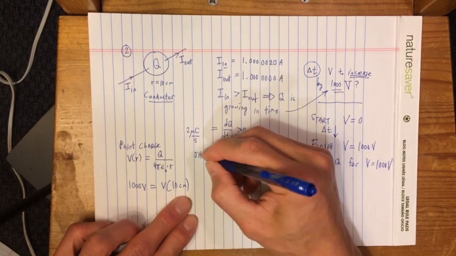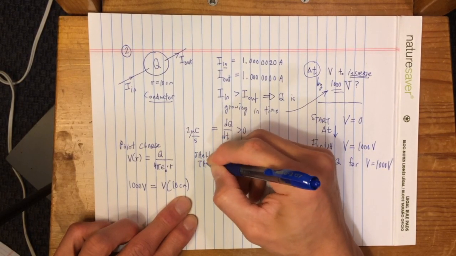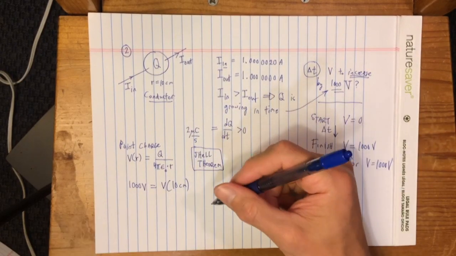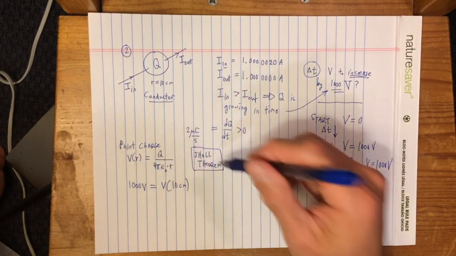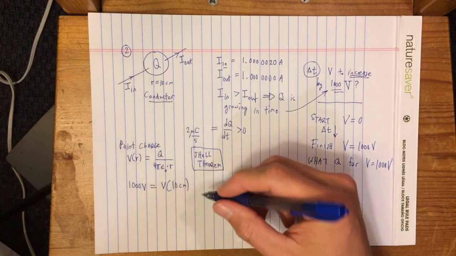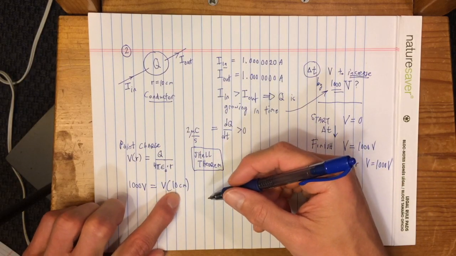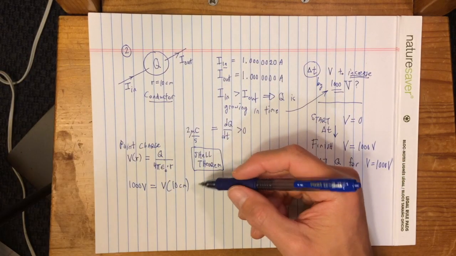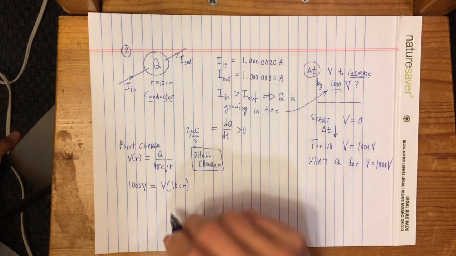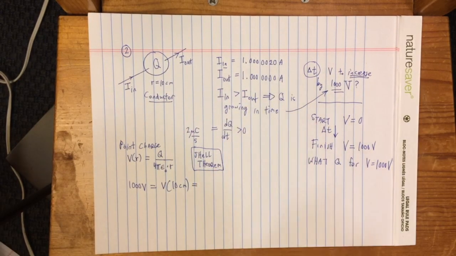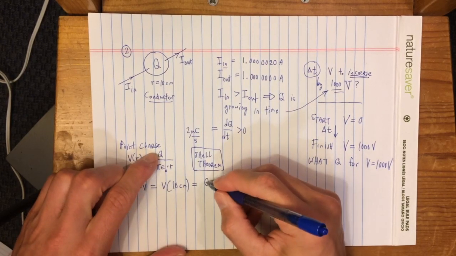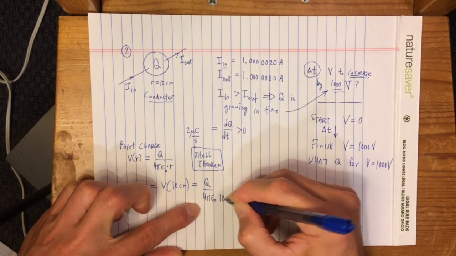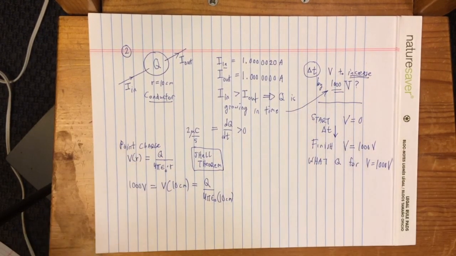Let me put this in here too. We're actually using the shell theorem here, which is about electric fields, but potential is related to electric field. So anyway, 1,000 volts is the potential at 10 centimeters. That's at the surface of our isolated conductor here, except for the charge showing up. So this 1,000 volts is equal to our unknown Q over 4 pi epsilon naught times 10 centimeters, like this.